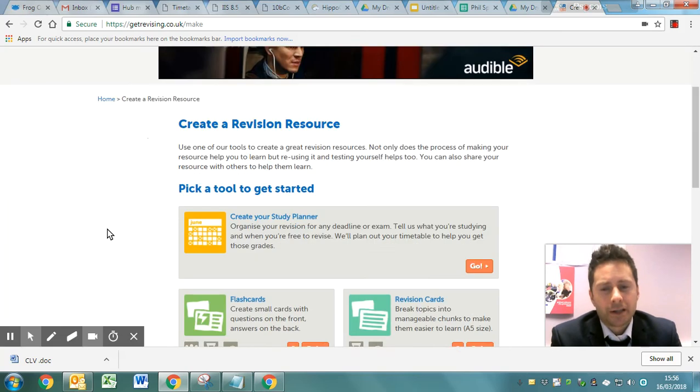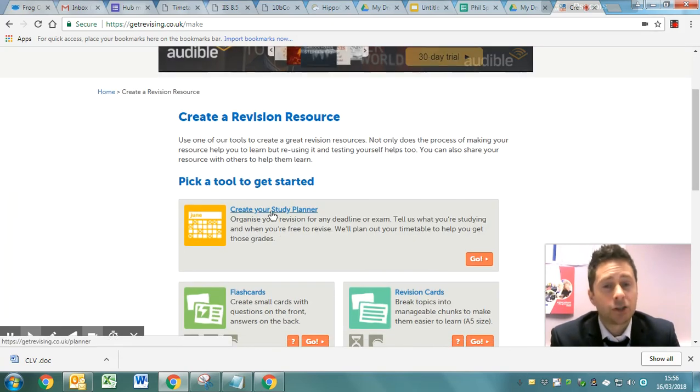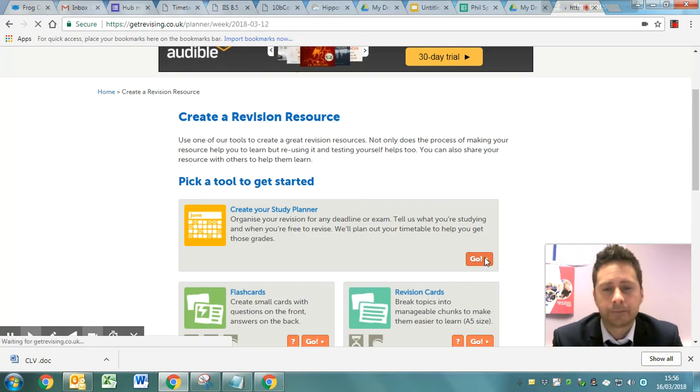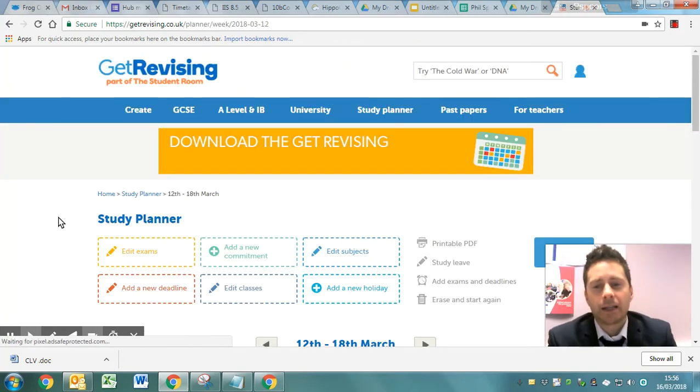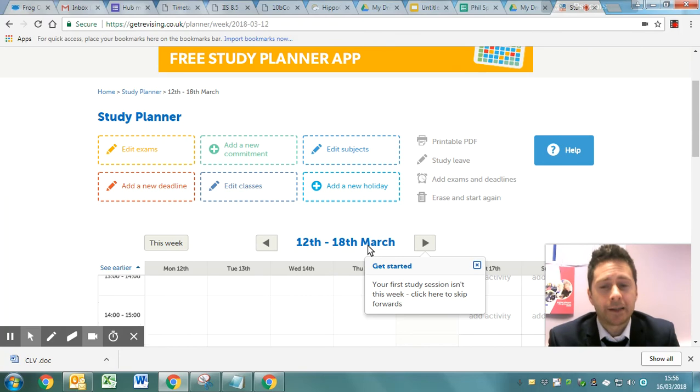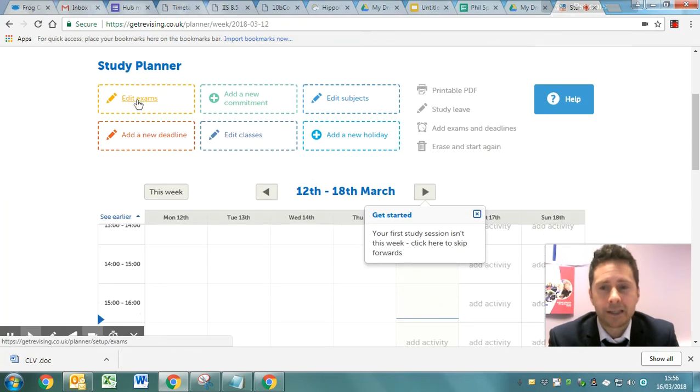And the first thing I'll show you is how to make a study planner. So if I just click go here, this allows you to make an exam calendar. So you can put in the dates of your exams or things that you have a commitment for. So let's say that you commit to revise something by a certain date. You can put that in.